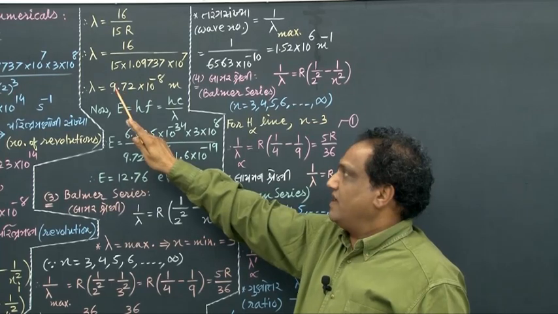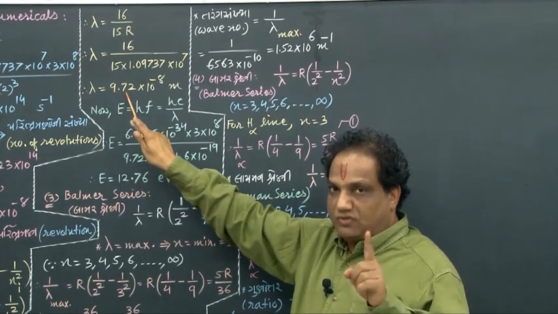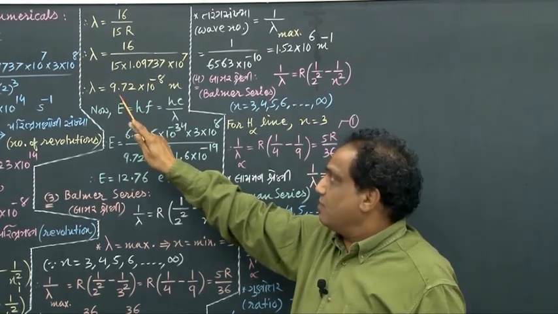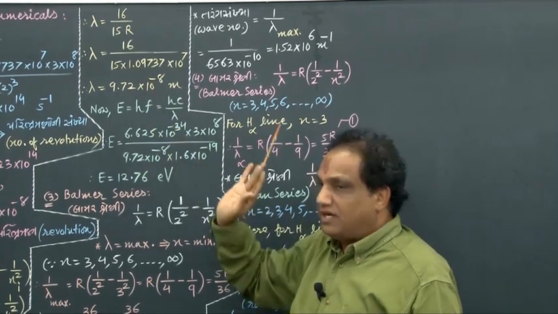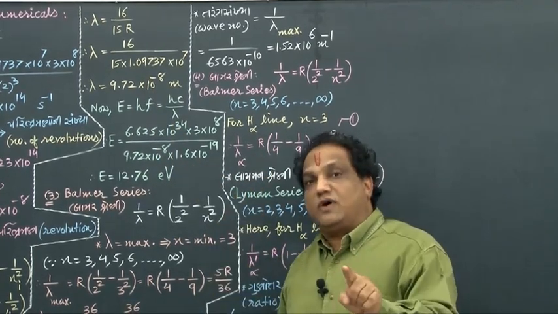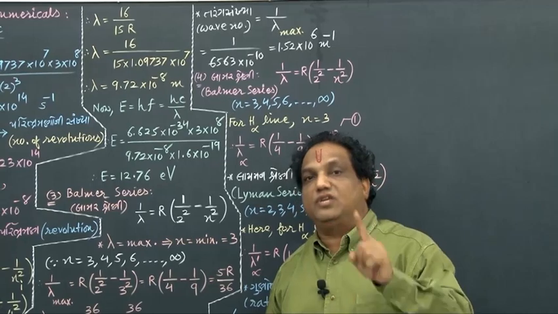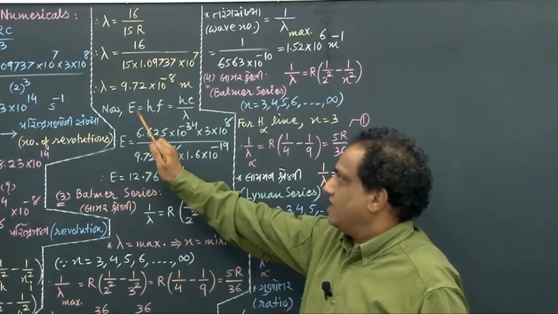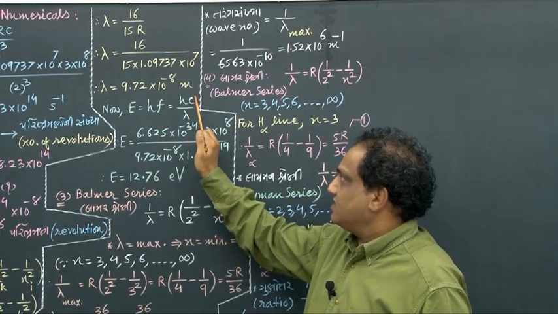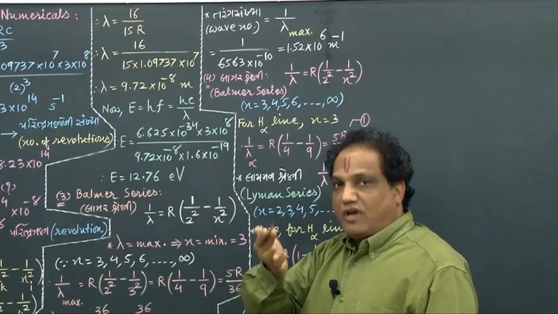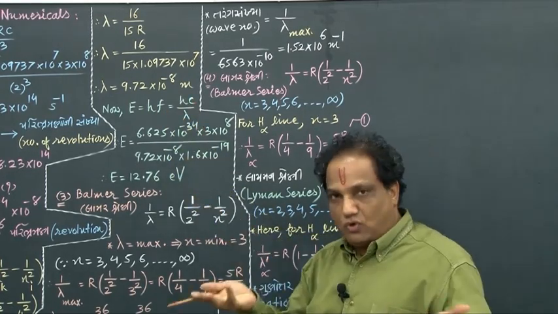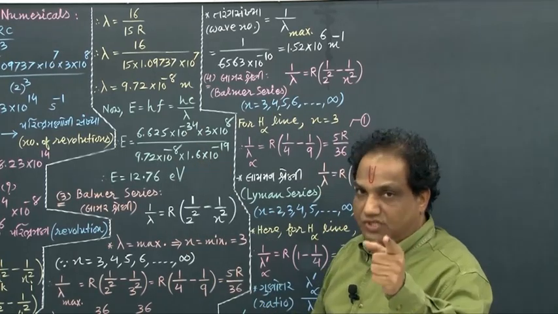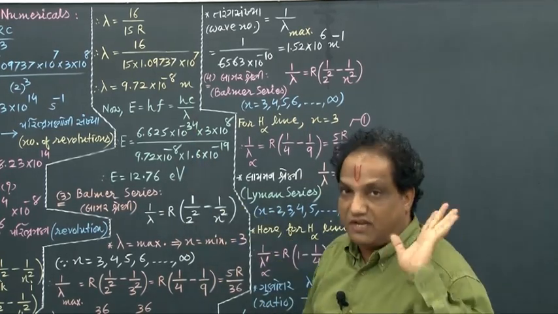Perhaps in the textbook you may find 9.92. It is wrong. Correct answer is this, 9.72 into 10 raised to minus 8 meter. They also asked the corresponding energy of one photon. Energy of one photon is given by this formula, E equals hf, where f is c upon lambda. Values of h and c are known to you. What is h? Planck's constant. What is c? Velocity of light in vacuum.